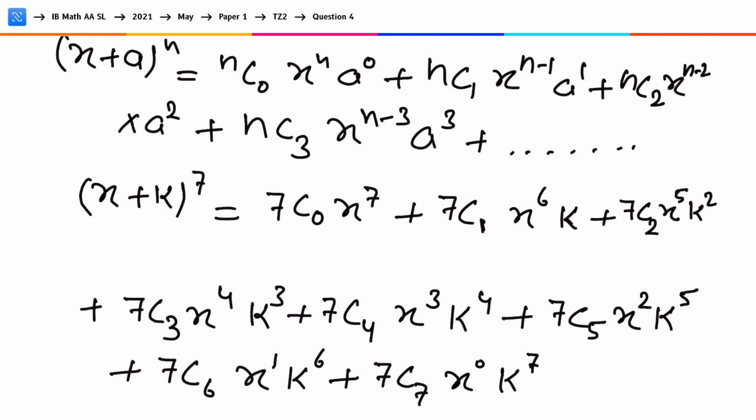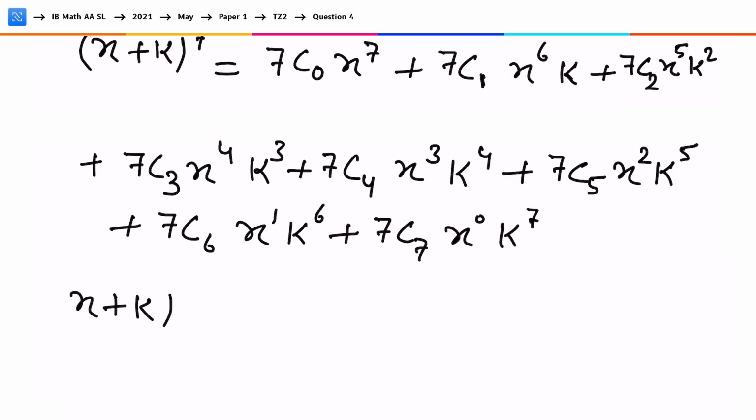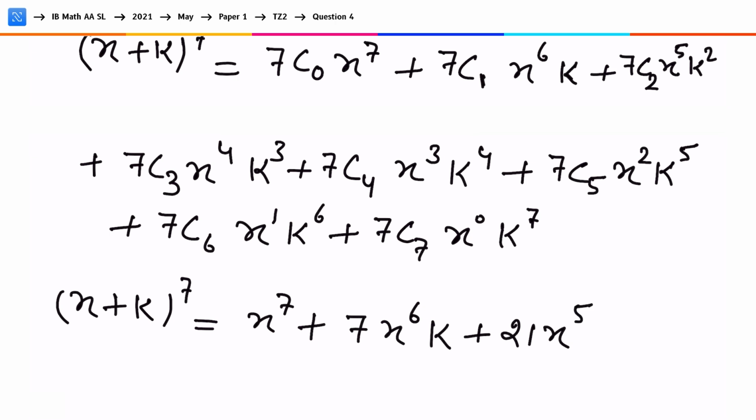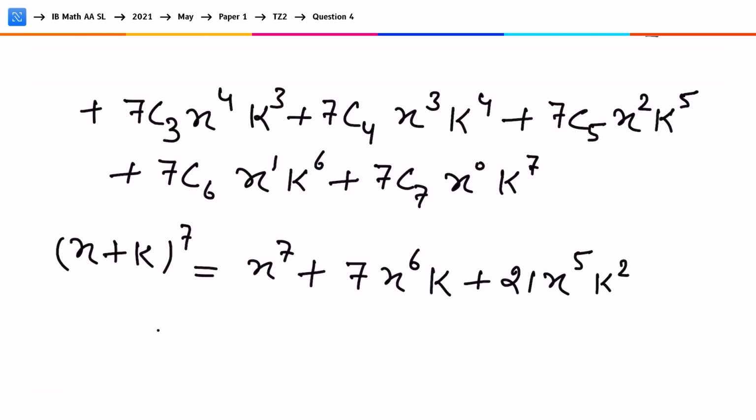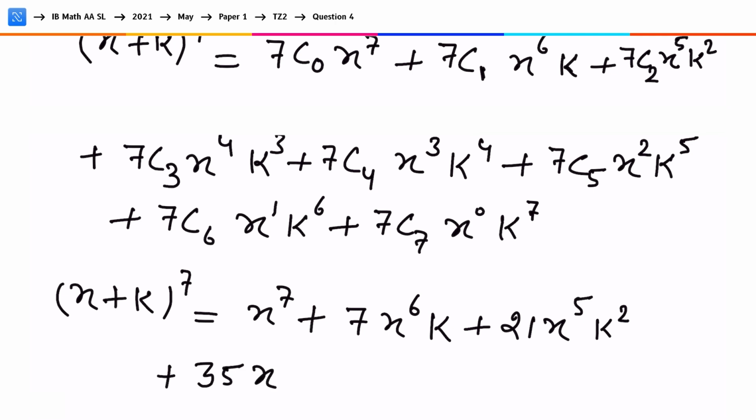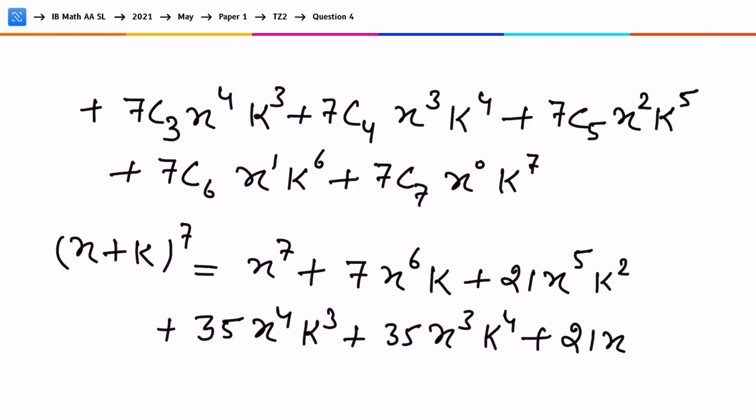Substituting the values of the combinations we get, (x + k) to the power of 7 is equal to 1 multiplied by x to the power of 7, plus 7 multiplied by x to the power of 6 multiplied by k, plus 21 multiplied by x to the power of 5 multiplied by k to the power of 2, plus 35 multiplied by x to the power of 4 multiplied by k to the power of 3, plus 35 multiplied by x to the power of 3 multiplied by k to the power of 4, plus 21 multiplied by x to the power of 2 multiplied by k to the power of 5, plus 7 multiplied by x multiplied by k to the power of 6, plus 1 multiplied by k to the power of 7.